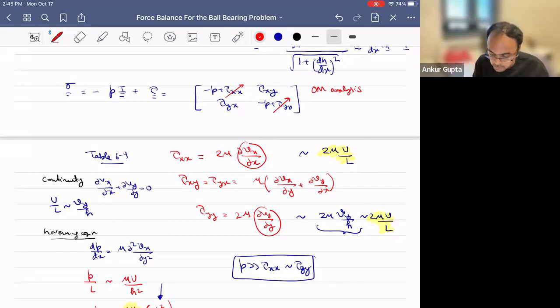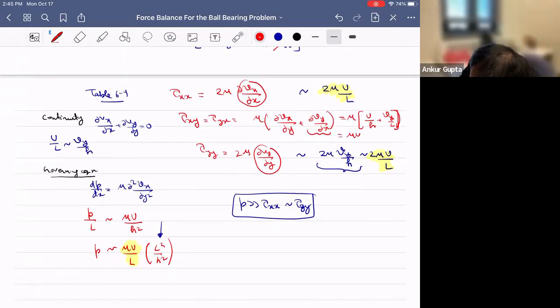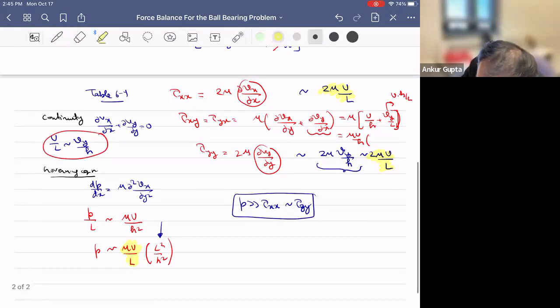That's important. Now tau xy and tau yx, we have still not done order of magnitude analysis, and we can see that this is equal to mu times (u by h plus vy by L). Okay, so this scale is vy by L, this scale is u by h, right? And I can say this will be mu u by h, and remember that vy is actually u times h by L from this formula here, from continuity. The right hand side here is u h by L. So remember, vy is u h by L. Look at the left hand side, the red circle here.